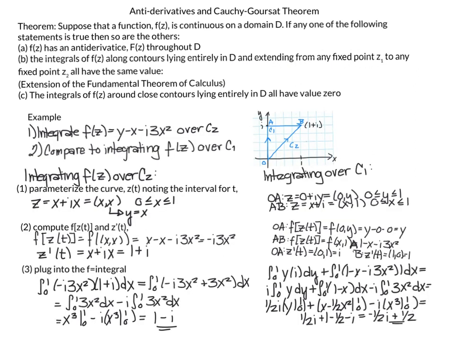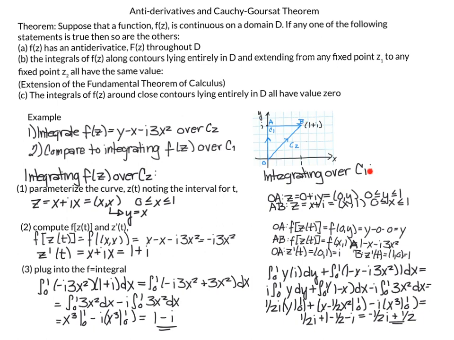I want to remind you that you can't apply this to everything. In our last video, I believe, we integrated the function f(z) equals y minus x minus i 3x squared, over C2, and C2 was this path from 0 to 1 plus i.